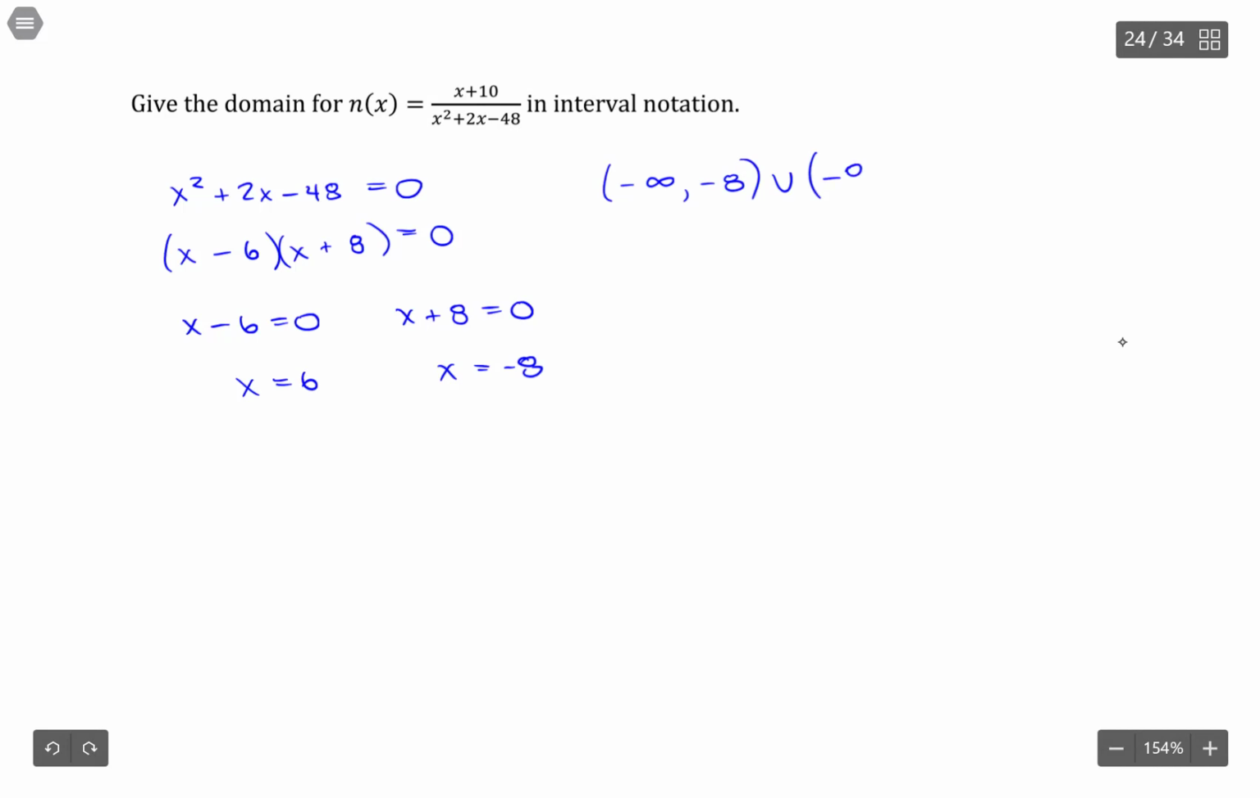And then you have the set from negative 8 to positive 6, which also does not include the negative 8. Then you have a third set from 6 to positive infinity. So negative 8 and positive 6 are not included in any of these sets, but all other numbers are. So that's the domain in interval notation.